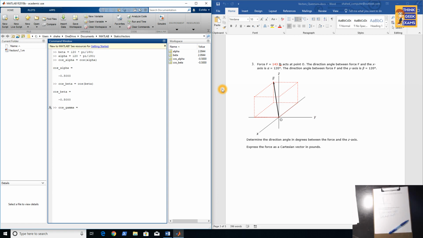is going to be the square root of 1 minus cos alpha squared minus cos beta squared. And that should give me the cosine gamma. And that is 0.707. And so we can find what gamma is.